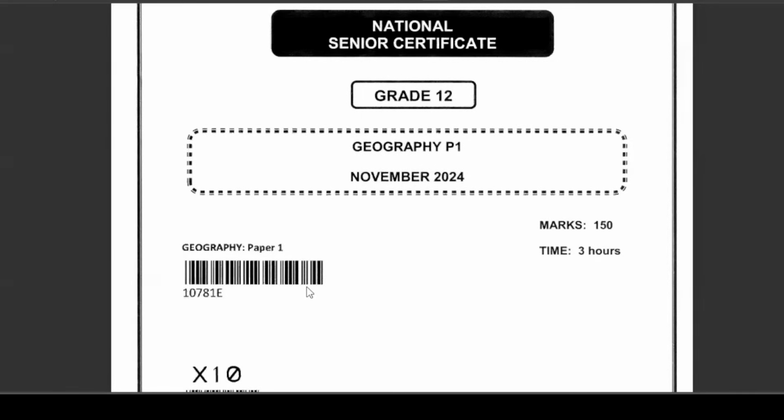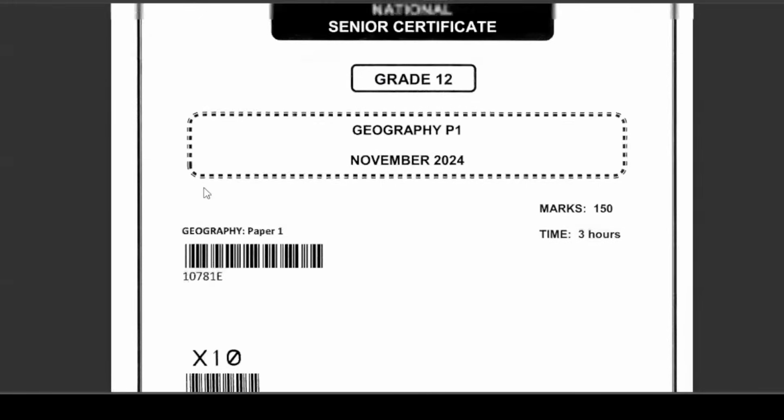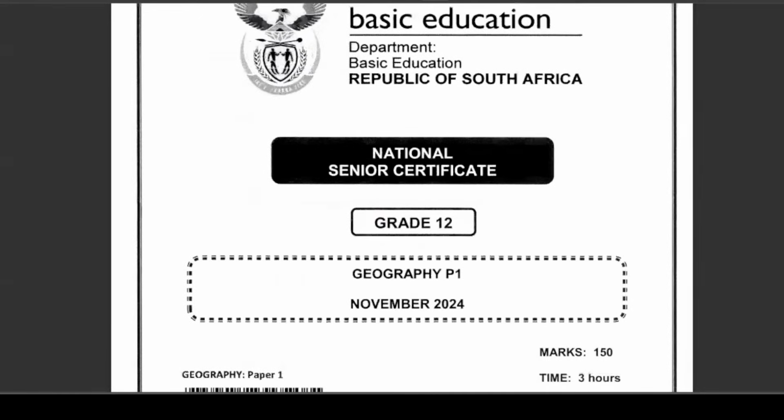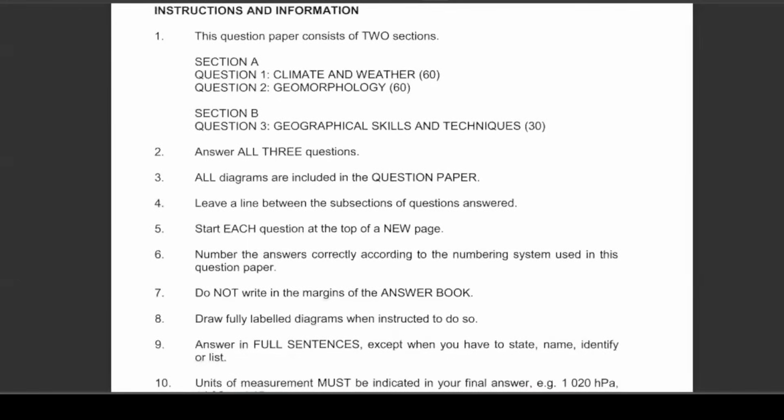As usual, just a reminder of the setup of our papers. The paper is always structured in two sections. Question number 1, which is climate and weather, out of 60 marks. And question number 2, which is geomorphology, which also consists of 60 marks. And the last section will be on geographical skills and techniques, which is map work. So basically, that is how the paper is structured. And as usual, you're supposed to answer all the questions in the paper.